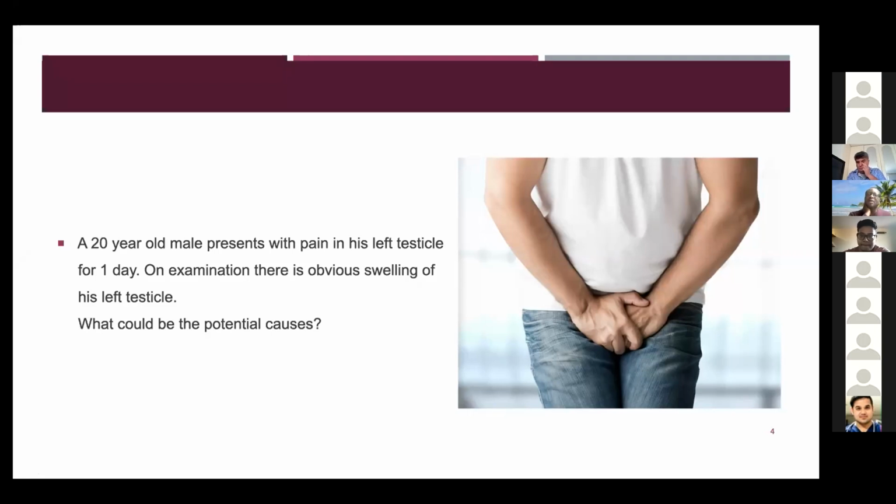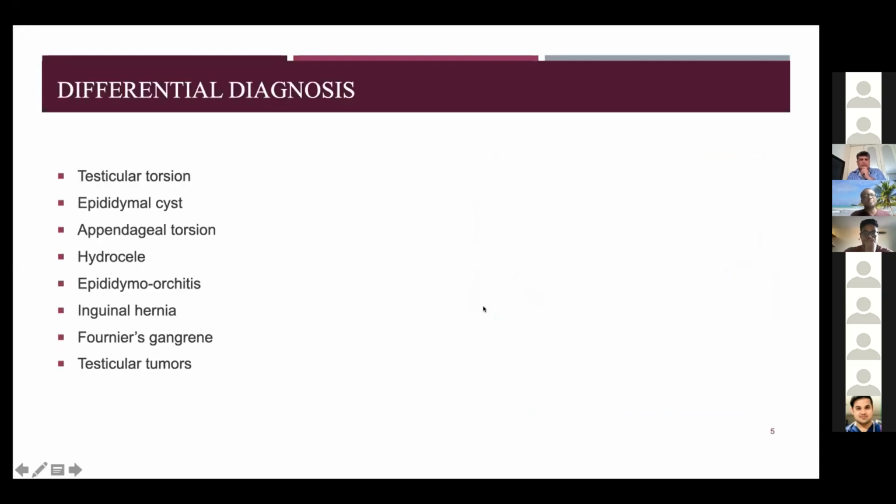Epididymo-orchitis. Trauma. Hematocele. Hydrocele, that's also one of the answers. STD. Varicocele. Referred pain. So the differential diagnosis would be testicular torsion, epididymal cyst, appendageal torsion as well, a hydrocele, epididymo-orchitis, as you guys have just mentioned. So we will be discussing mainly these 5 topics today.